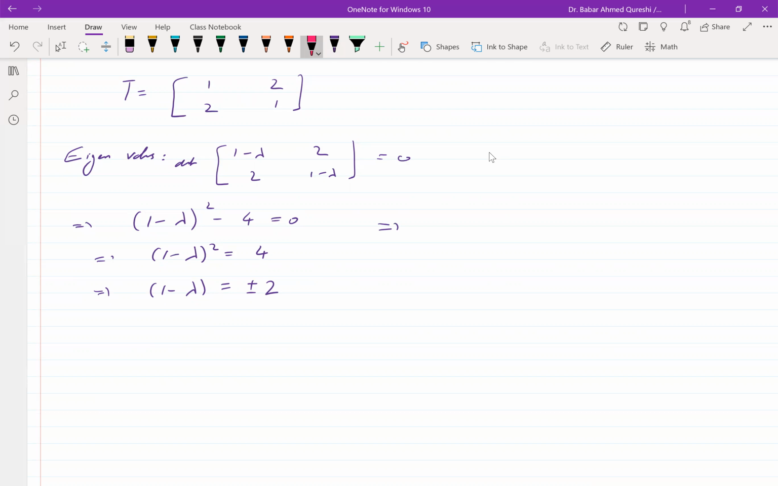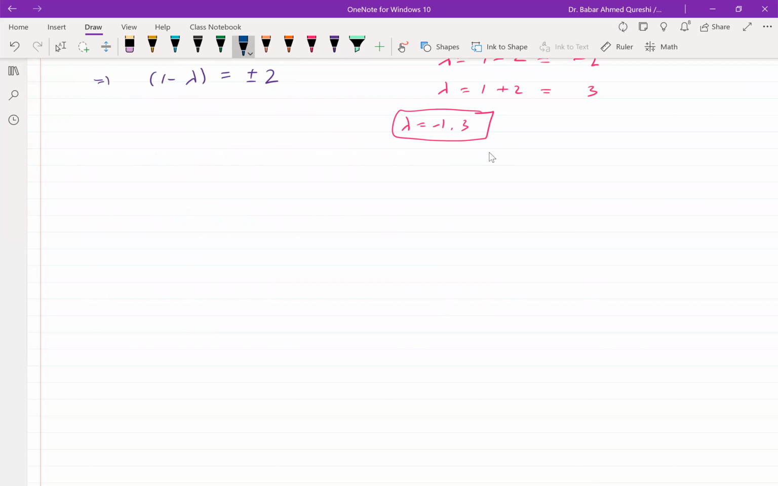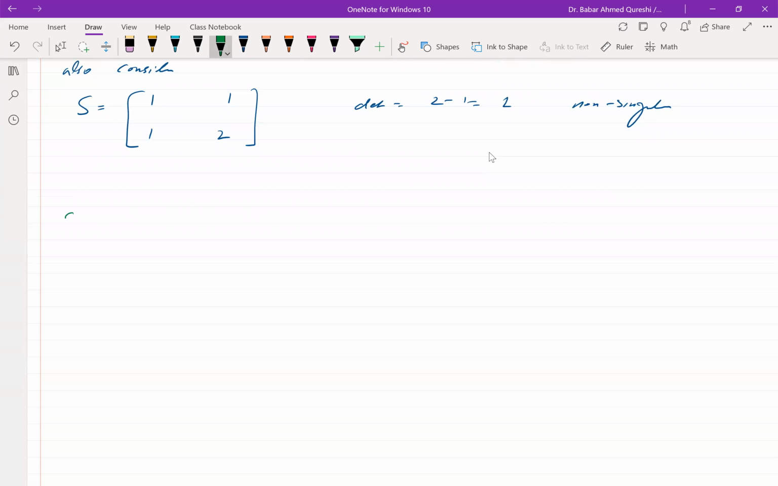So this gives me lambda is equal to 1 minus 2, which is minus 1, and lambda is equal to 1 plus 2, which is 3. So the two eigenvalues are minus 1 and 3. And I just pick up some matrix S: 1 1 1 2. Its determinant is 2 minus 1, which is 1, so it's non-singular. So I will be able to make its inverse. Let's quickly find its inverse.